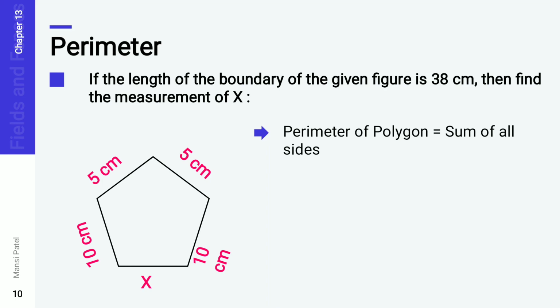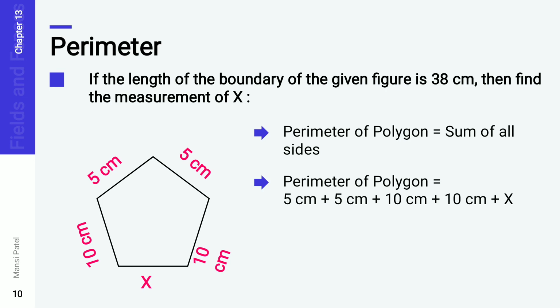Yes. Now, here we can say that the perimeter of the polygon is equal to the addition of all the numbers: 5 plus 5 centimeter plus 10 centimeter plus 10 centimeter plus x. This x you have to consider. So instead of this perimeter of polygon, what do you want to write down? You have to write down 38 centimeter.